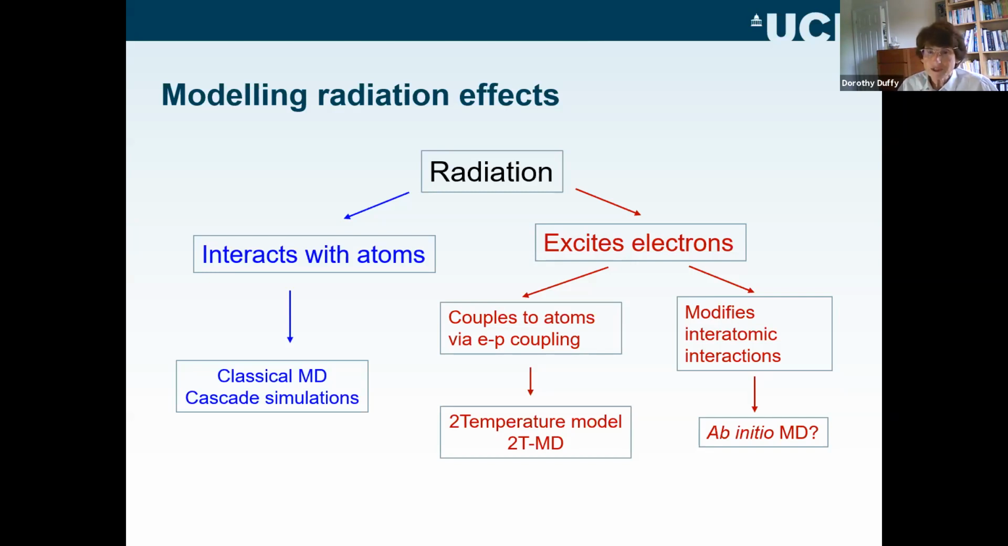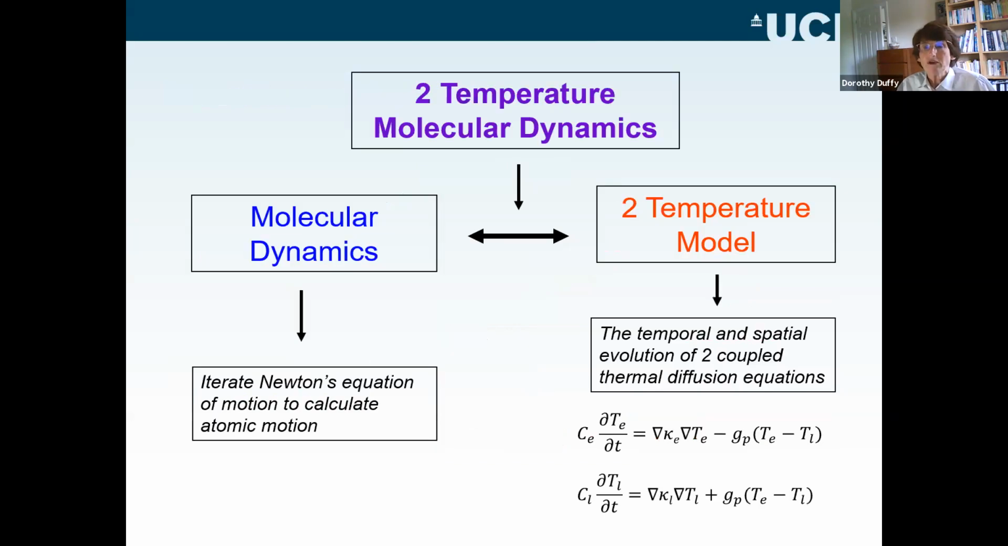So in order to overcome some of the limitations of the two-temperature model, we work with two-temperature electrodynamics, which effectively just couples the two-temperature model with classical electrodynamics. So here we have the two diffusion equations for the electrons and the lattice, and they're coupled with this electron-photon coupling term. So we can basically evolve this in time. The idea of the two-temperature electrodynamics is that we replace this lattice thermal diffusion equation with molecular dynamics.